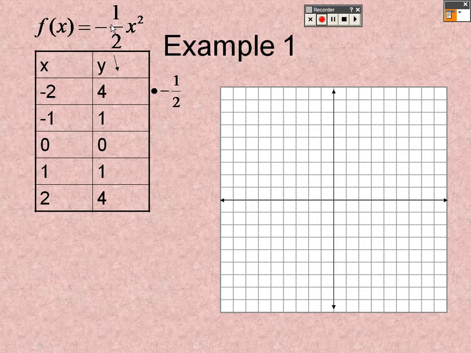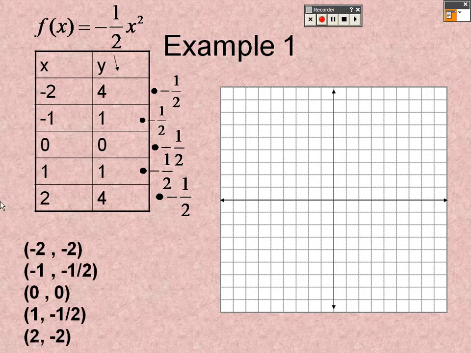So this -1/2 out in front means, hey, multiply the y number by -1/2. So 4 times -1/2, 1 times -1/2, 0 times -1/2, 1 times -1/2, and 4 times -1/2. When you do that, here's your new set of points. The x's all stayed the same, right? So the x's are all the same, but 4 times -1/2 is -2. 1 times -1/2 is -1/2. That's 0. That's -1/2, and that's -2.